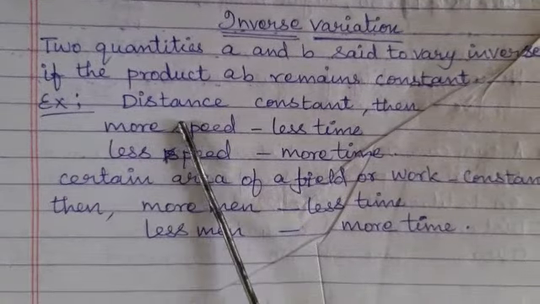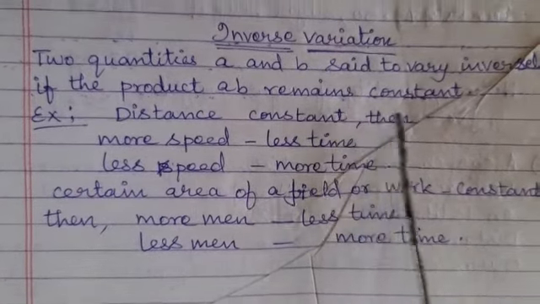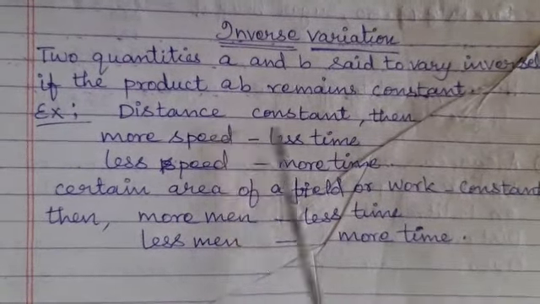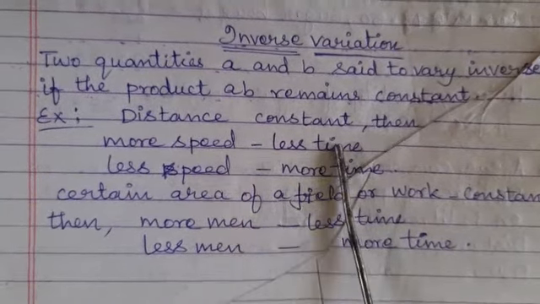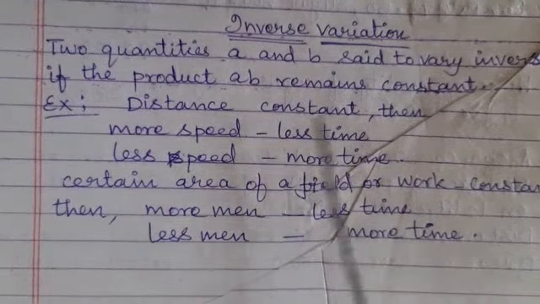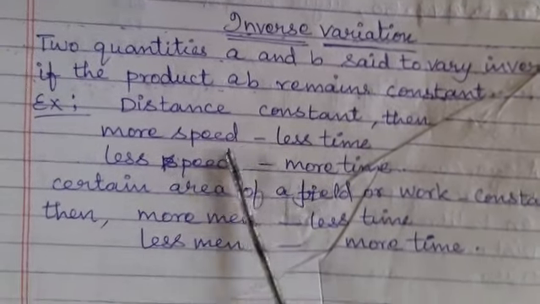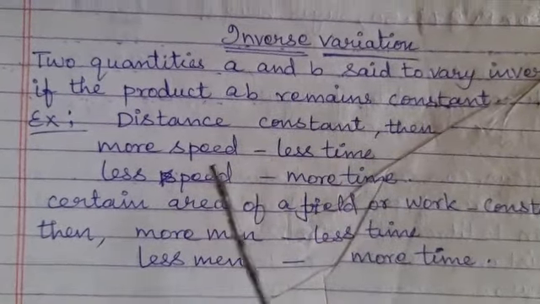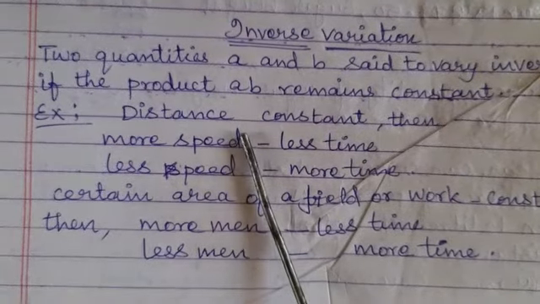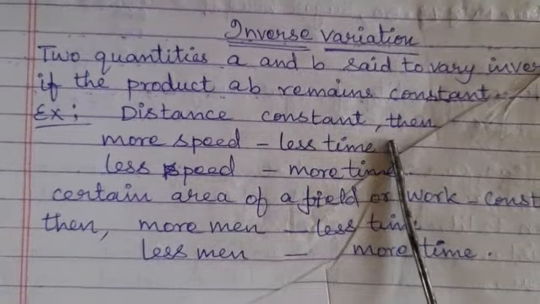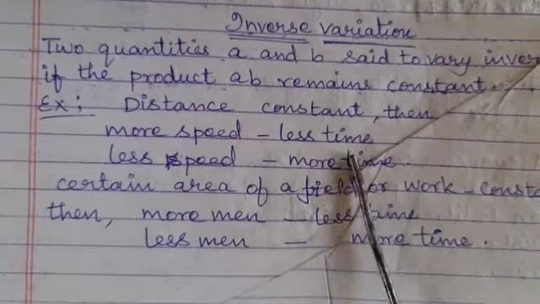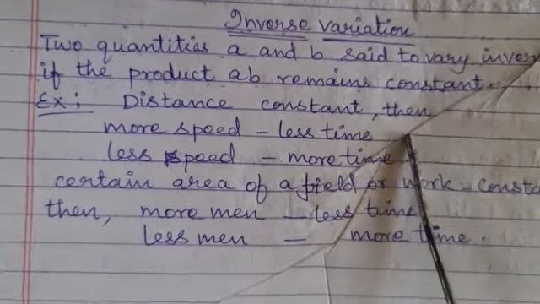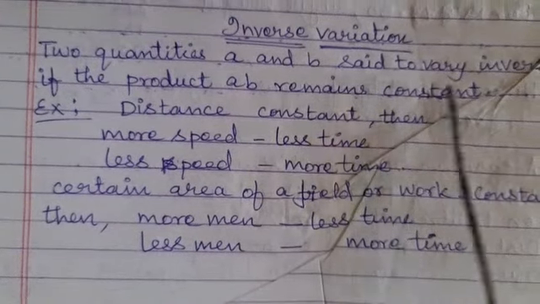Example, suppose the distance is constant, then if more speed, less time. Less speed, more time. Suppose you take the example from Bokaro to Ranchi, you have to go. That means the distance will be the same. So suppose the speed is 75 kilometer per hour, then it takes 1 hour. If the speed is 60 kilometer per hour, it takes more time, 1.5 hours, like this. This is the example for inverse variation.